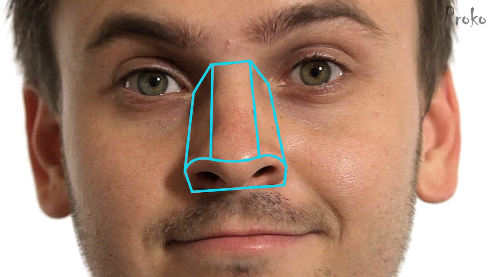The major planes. In my portrait drawing classes, I see a lot of people struggling to get the nose pointing in the right direction and to look three-dimensional. To do this correctly, it's important to understand the nose as a simplified box. There are the side planes, the top plane, and the bottom plane.